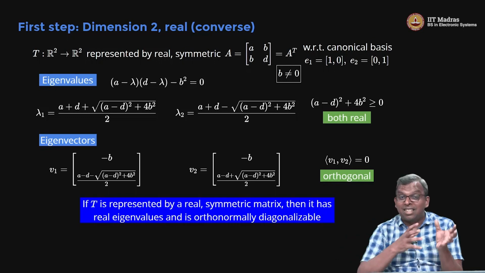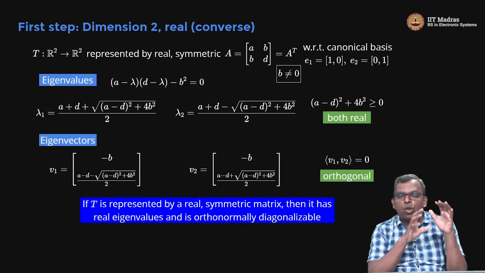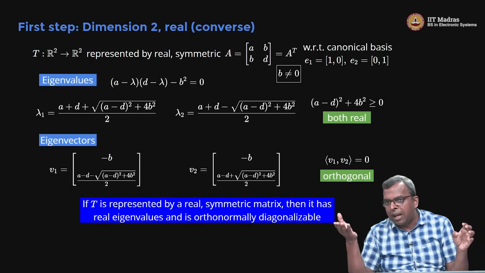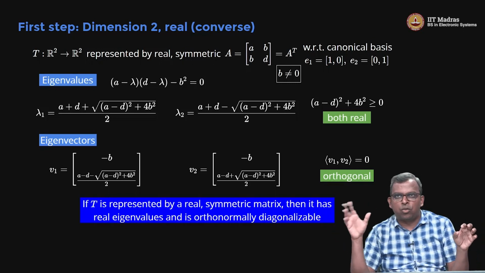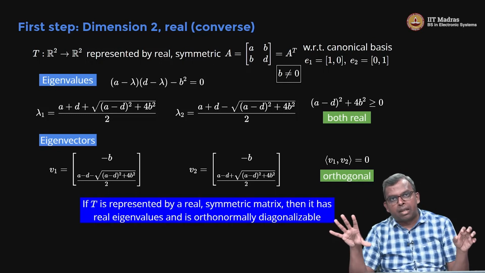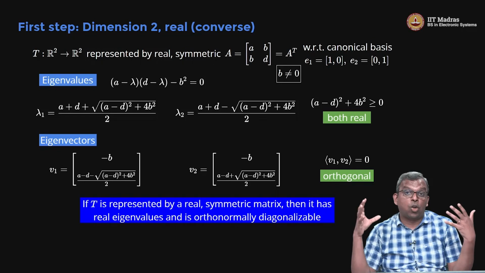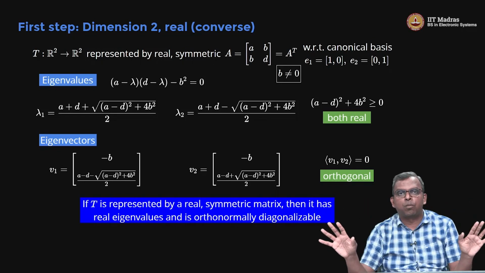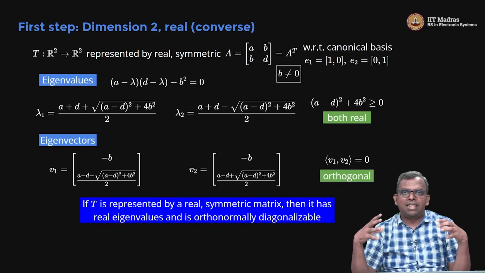So at least in the R2 case, orthonormal diagonalizability is trivial to check. You just look at the matrix A with respect to an orthonormal basis, of course canonical basis is good enough. If that matrix is symmetric, then the operator is orthonormally diagonalizable. This is if and only if, it goes both ways.